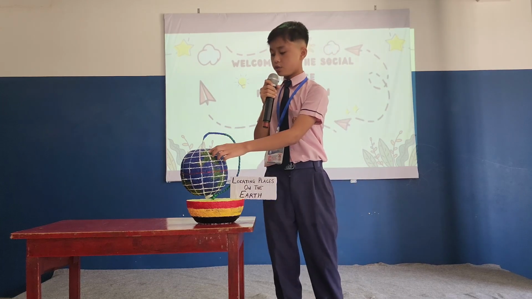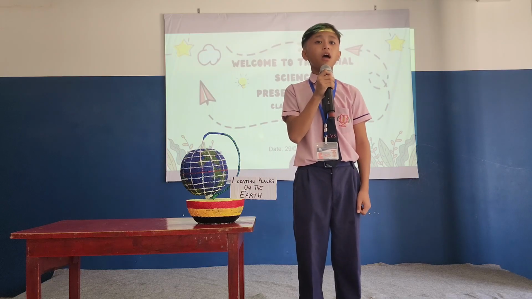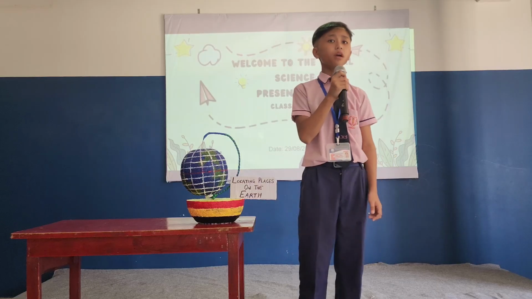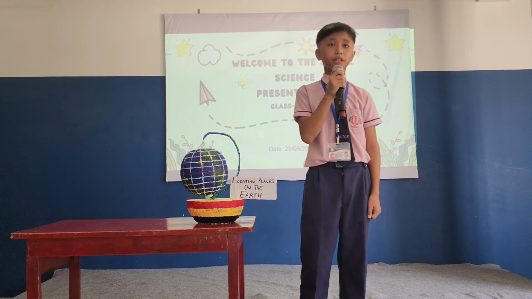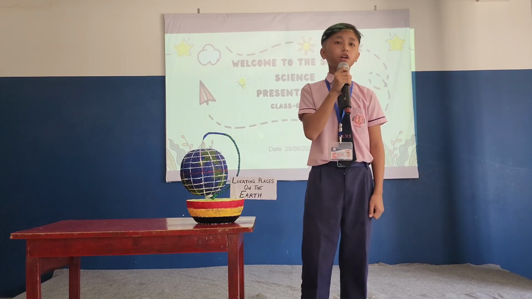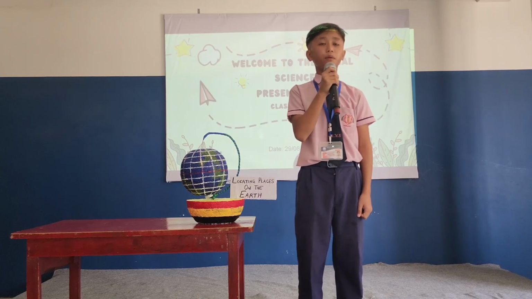This is the longitude. The longitude are an imaginary line that runs vertically from the North Pole to the South Pole. The most important longitude is the prime meridian, which passes through Greenwich in London. The longitudes tell us how far north or south is from the prime meridian.